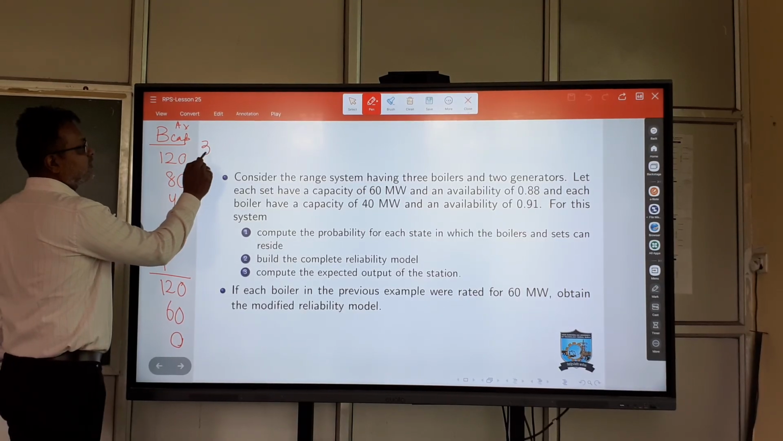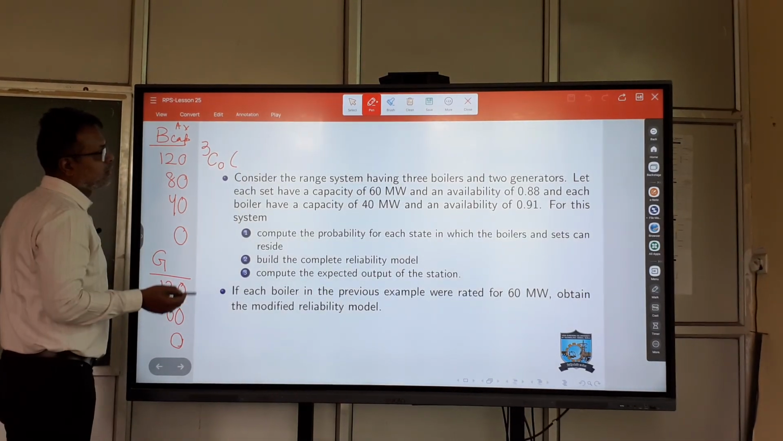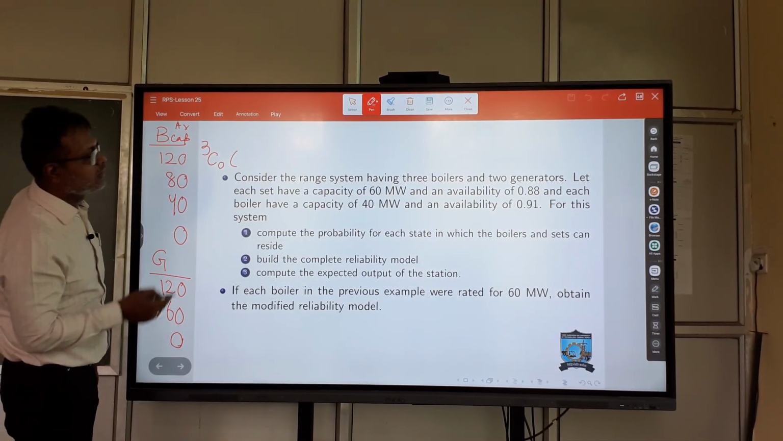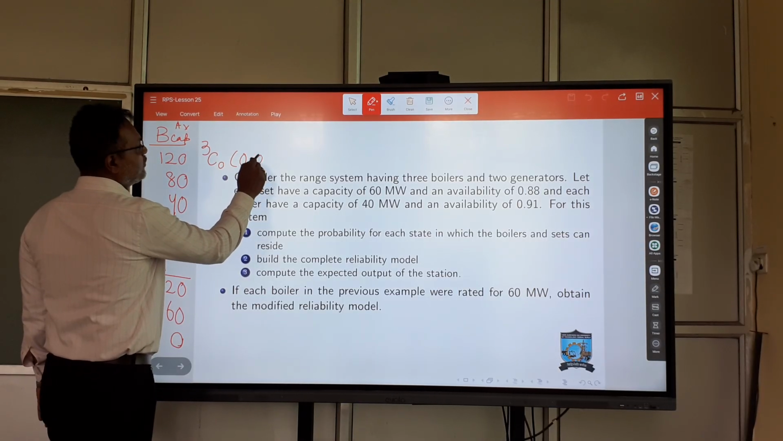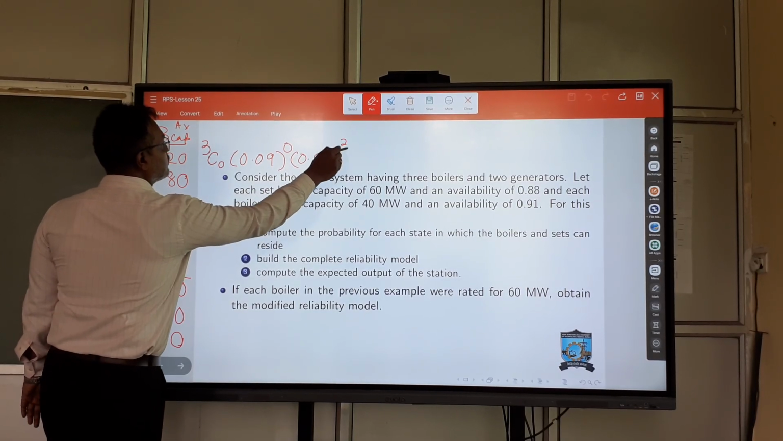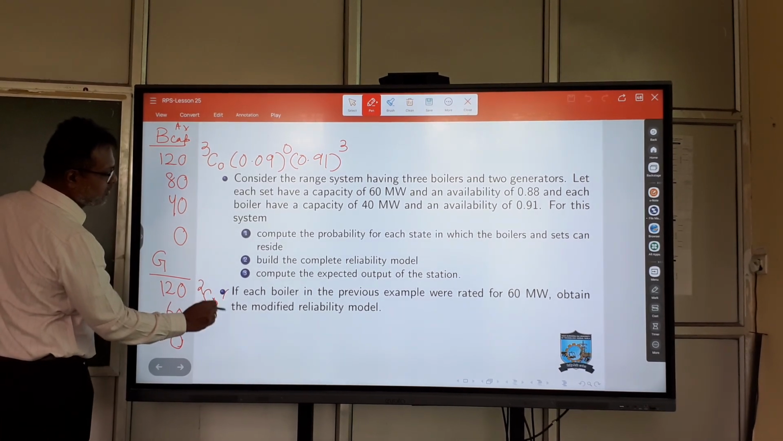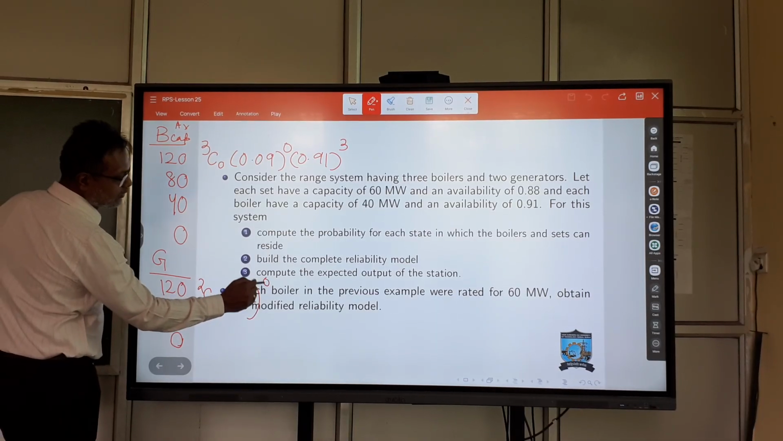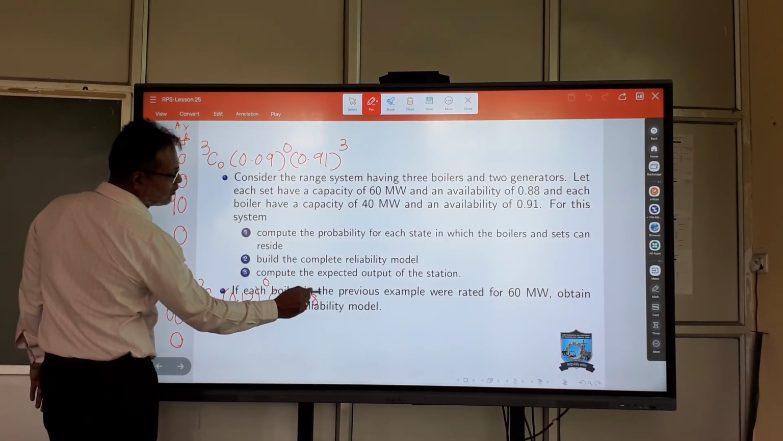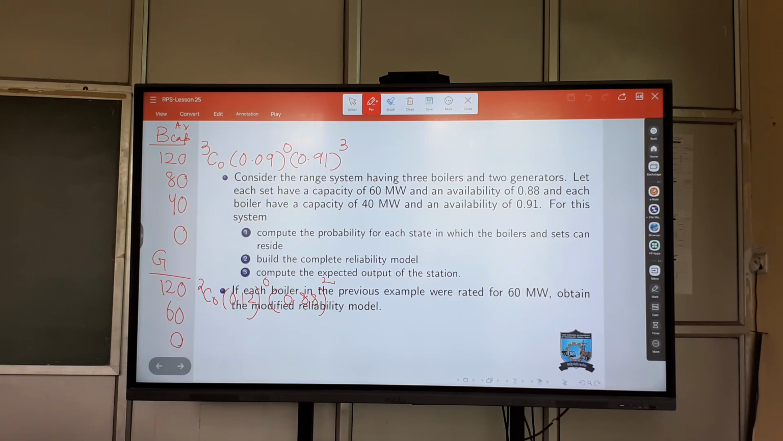There are 3 boilers, 3C0 for 0 out. What is the outage probability? 0.09 to the power 0 and 0.91 to the power 3. So accordingly you can find this. Similarly here in this case it will be 2C0, 0.12 to the power 0 and 0.88 to the power 2. These are the availabilities for the individual boiler and generator. We are calculating the rail system where we have 3 boilers and 2 generators.